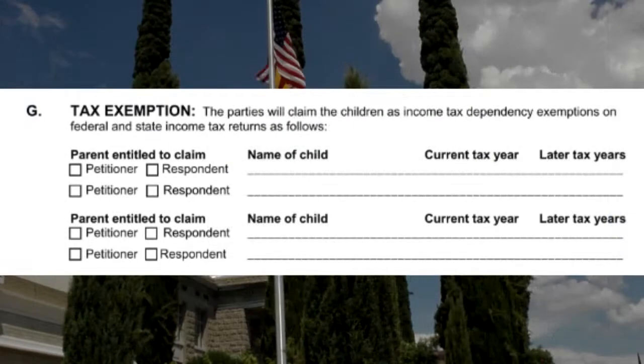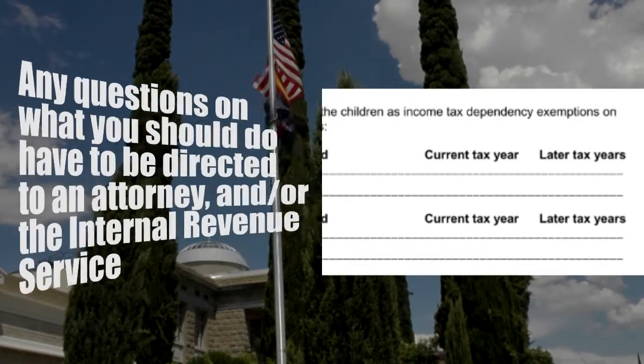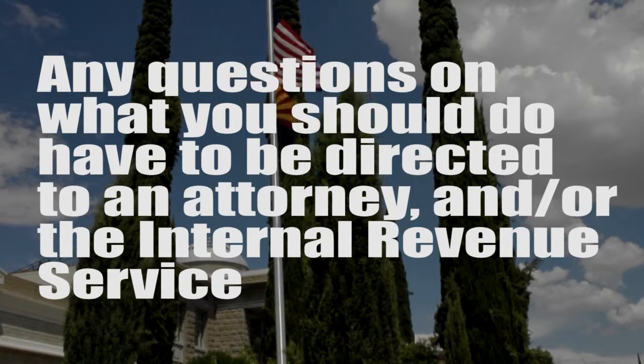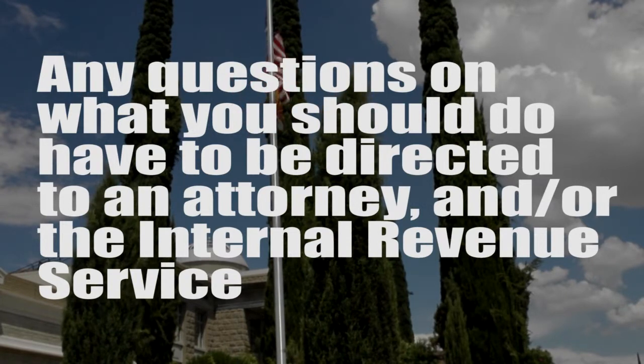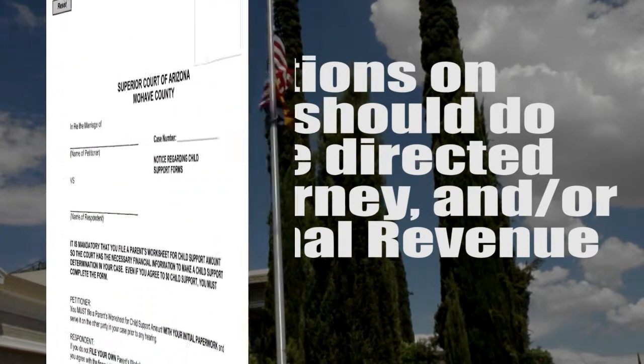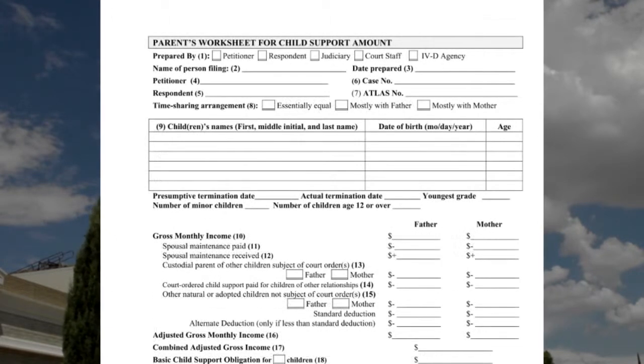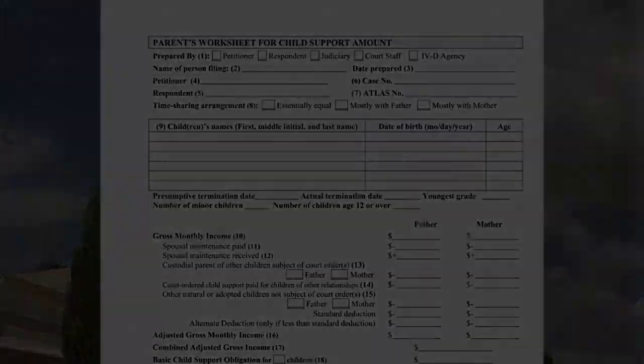and Section G is for those who will be claiming the children for tax purposes. Once again, any questions on what you should do have to be directed to an attorney and/or the Internal Revenue Service. The notice regarding child support forms and the parent's worksheet for child support amount is a separate document that explains the Arizona State Parents Worksheet requirement.